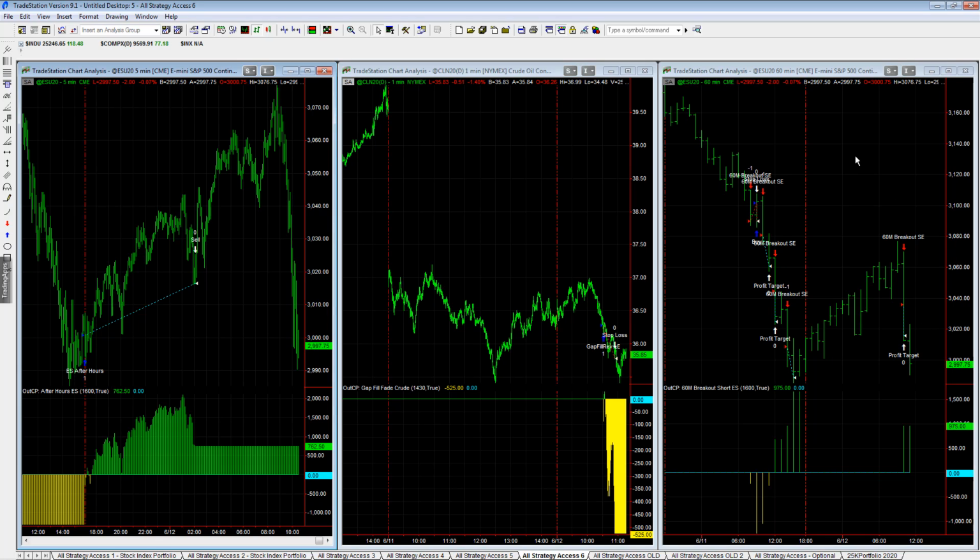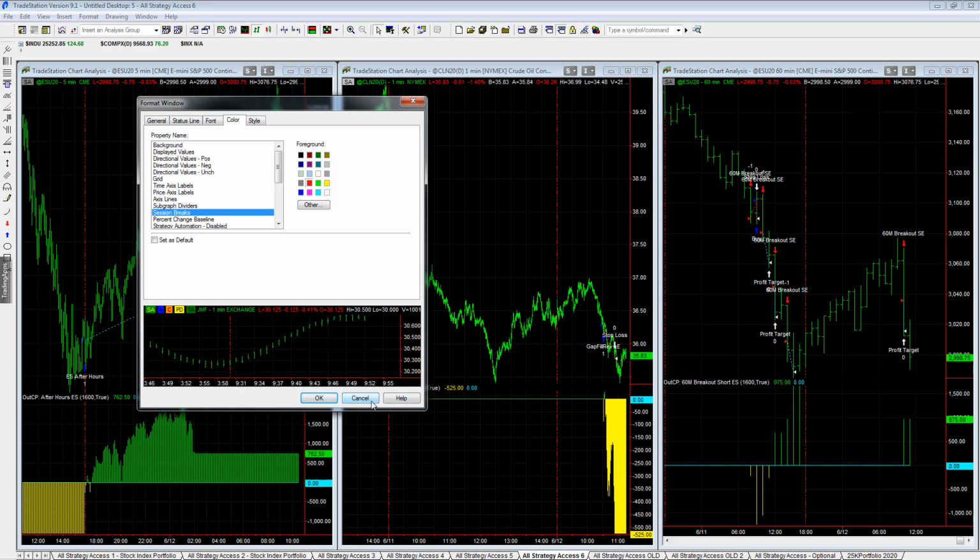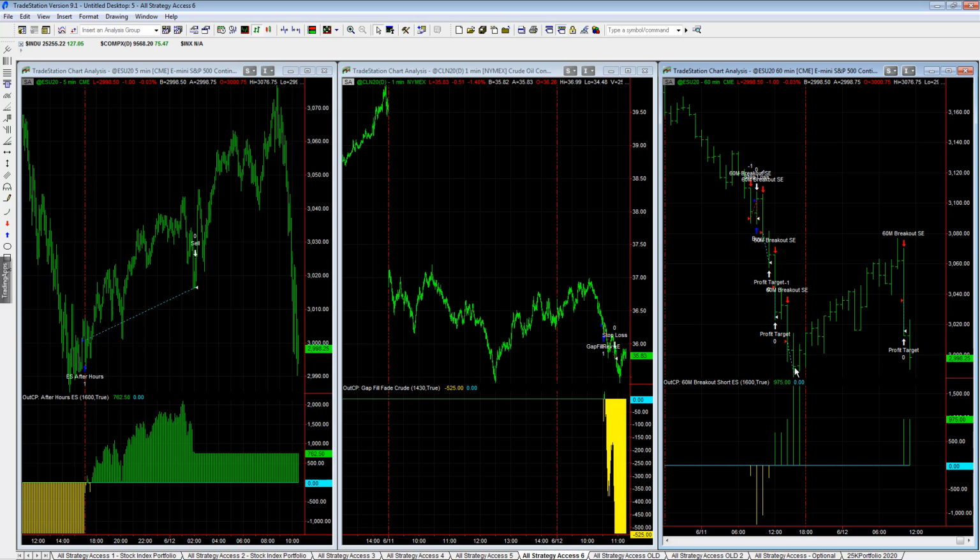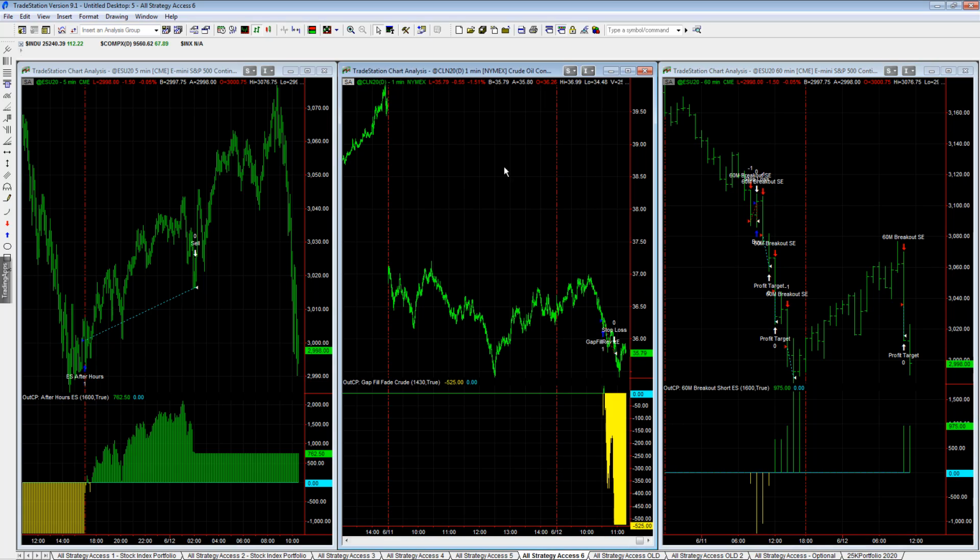And then 60-minute breakout short had 3 winners in a row at the close yesterday. Believe it or not, those are 20-point profit targets. They look really small on such a big down day. And then again today, another 20-point profit target, plus 975 there. Gap fill in reverse. This hadn't traded in a while in crude oil, minus 525 on that. So those are the trades so far on the day.